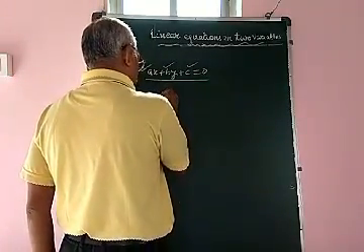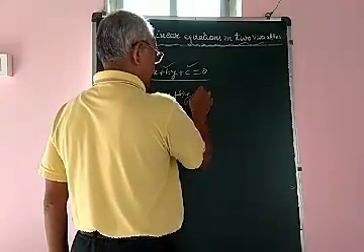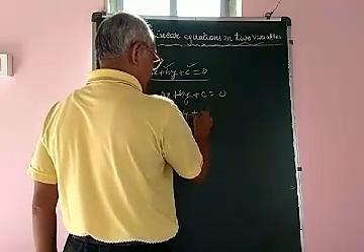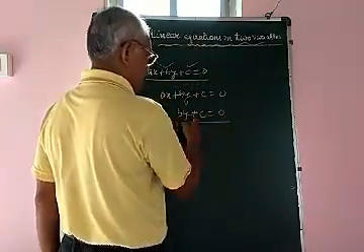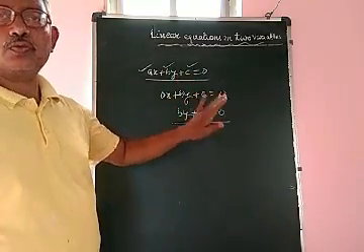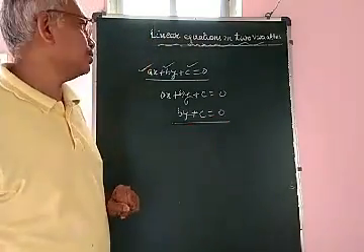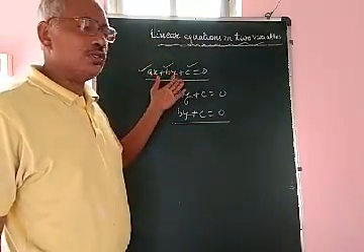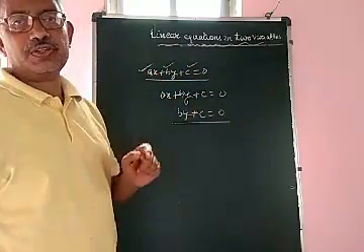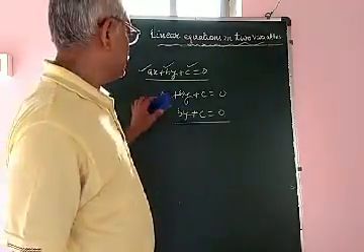Suppose a is equal to 0: 0 into x plus by plus c is equal to 0. So we get by plus c is equal to 0. This is not a linear equation in two variables. Yes, this is a linear equation in one variable. Similarly, if b is equal to 0, then we get ax plus c is equal to 0. That is also a linear equation in one variable. So a and b may not be 0.